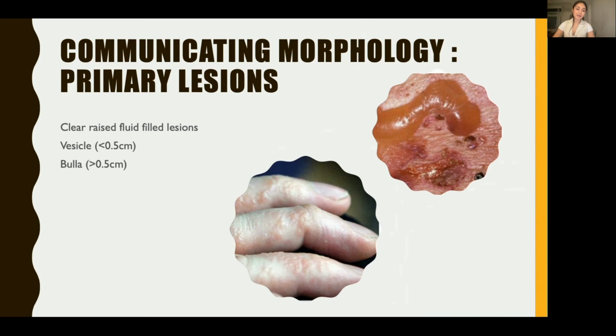And then there's clear raised fluid-filled lesions. So these are vesicles or bullae. Vesicles are less than 0.5 centimeters, and a good example is contact dermatitis of the hand. And bullae are over 0.5 centimeters, for example, bullous pemphigoid or pemphigus vulgaris.